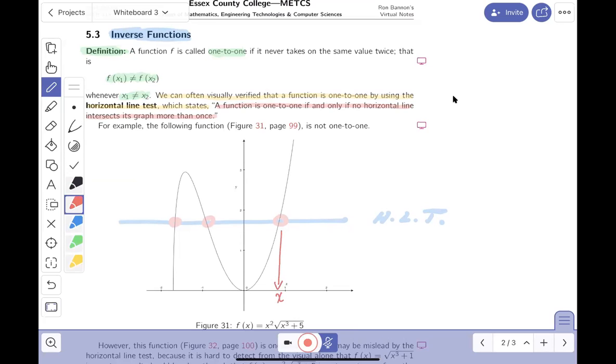This is an x value. This is an x value, which is different than the other one. And this is an x value, which is different than the other one. What are we saying? f of x1 is identical to f of x2 is identical to f of x3. So this function is not one-to-one.